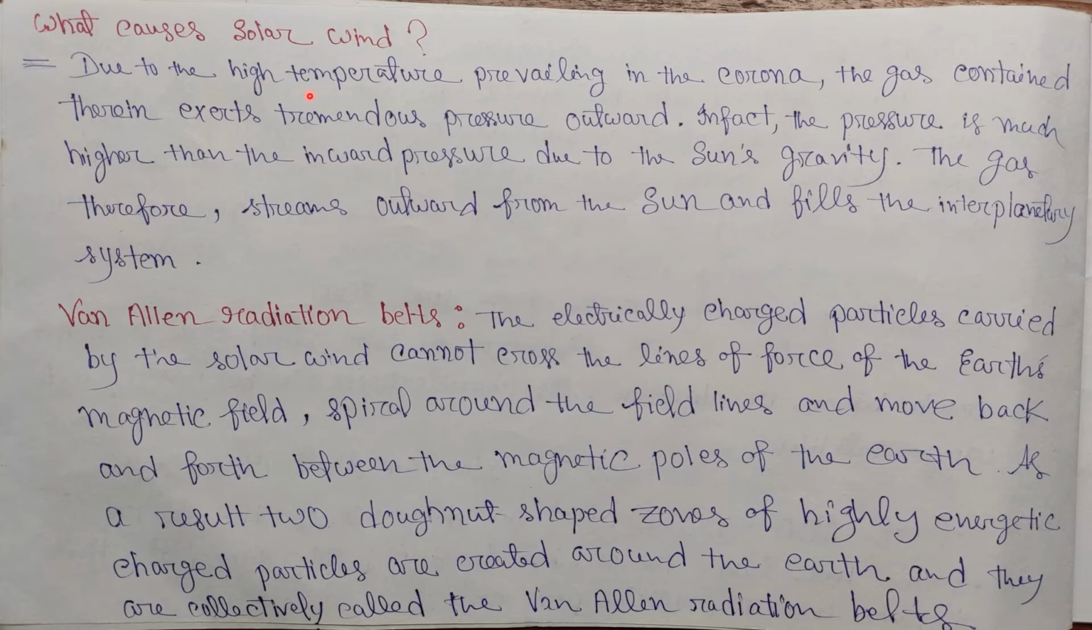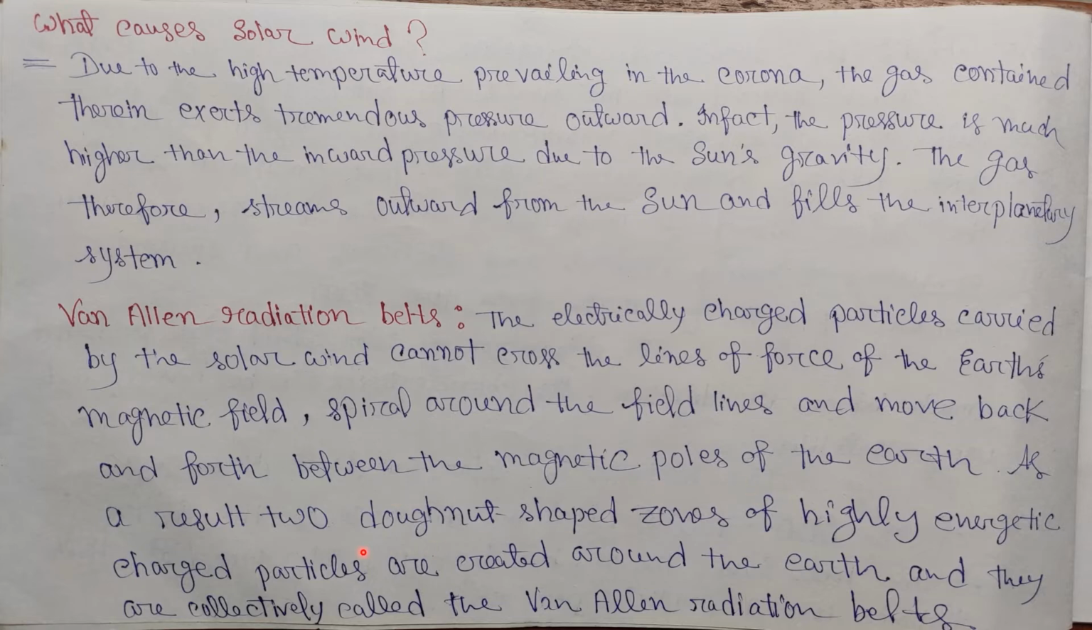Due to the high temperature prevailing in the corona, the gas content therein exerts tremendous pressure outward. In fact, the pressure is much higher than the inward pressure due to the Sun's gravity. The gas therefore streams outward from the Sun, and the electrically charged particles carried by the solar wind cannot cross the lines of force of the Earth's magnetic field. As you know, our Earth has a strong magnetic field. So they spiral around the field lines and move back and forth between the two poles of the Earth.